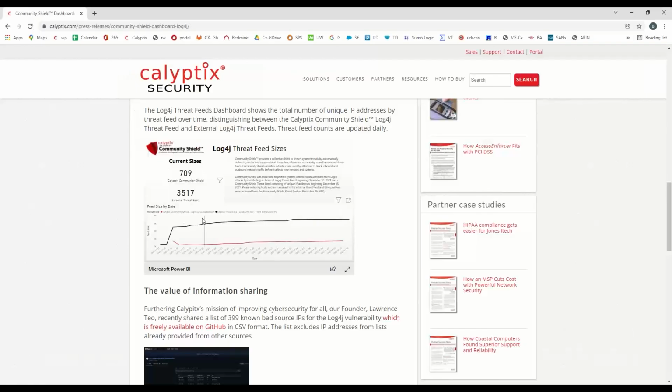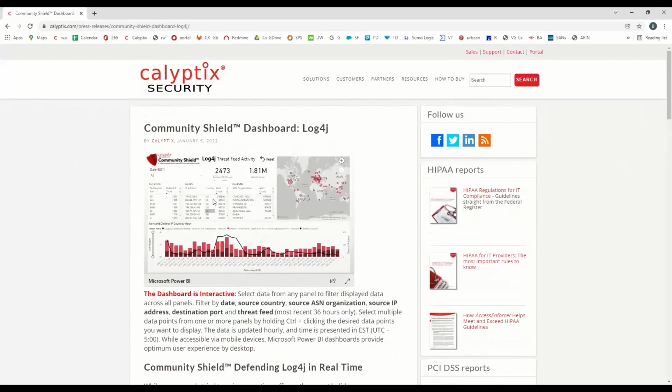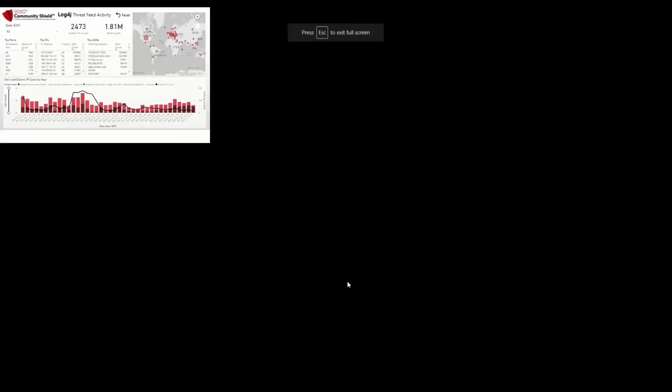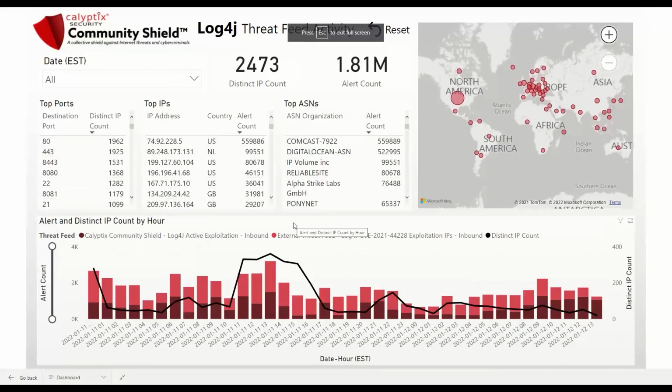The next thing is comparing that to the actual Community Shield dashboard. This shows events from the threat feed across all ports. And what you'll notice is that by using the threat feed generated mostly from unencrypted traffic, we're able to extend that to protect against activity on those encrypted ports, like 443.